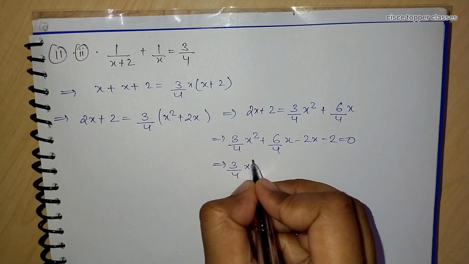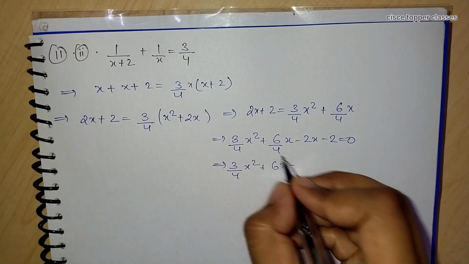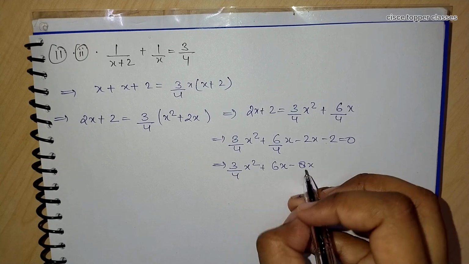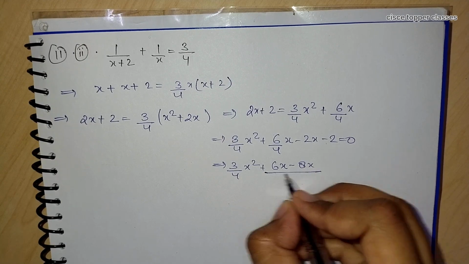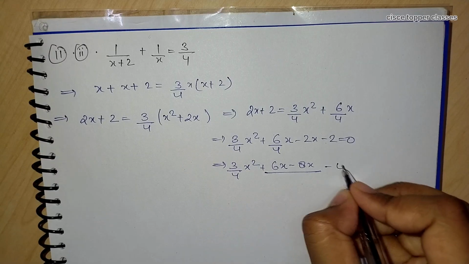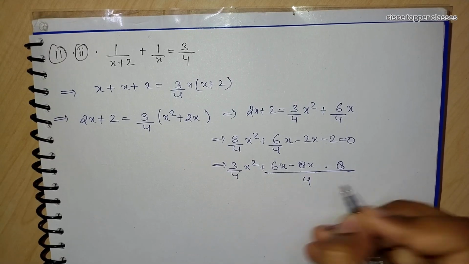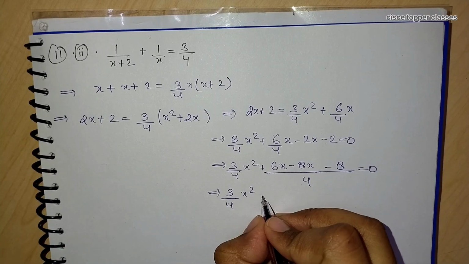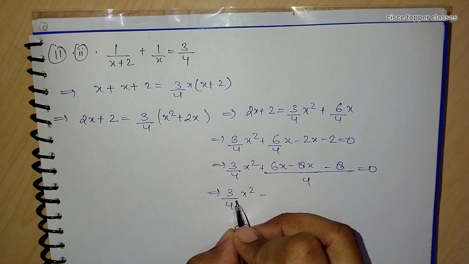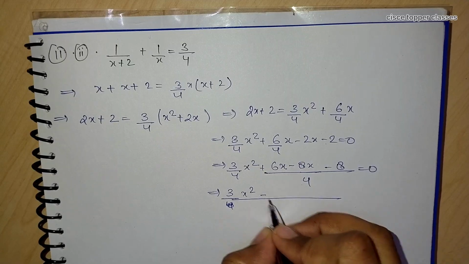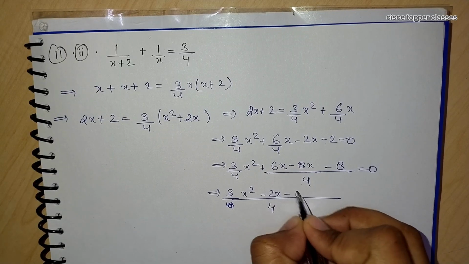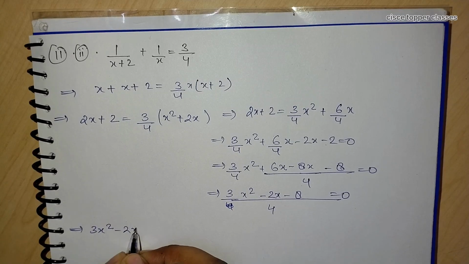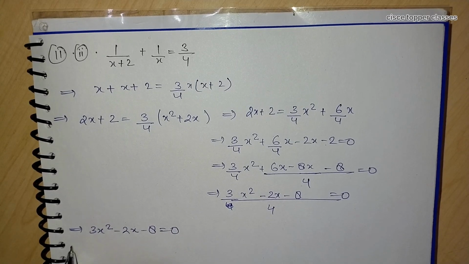3 by 4 x square plus 6x, taking 4 as common, it will be minus 8x divided by 4 only, and here minus 8, it is 4 only here, equal to 0. So 3 by 4 x square minus, because whole LCM is 4, so minus 2x minus 8 equal to 0. Now we can write 3x square minus 2x minus 8 equal to 0.